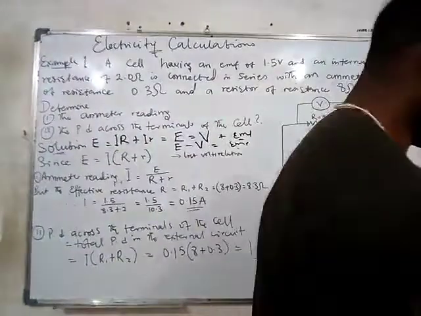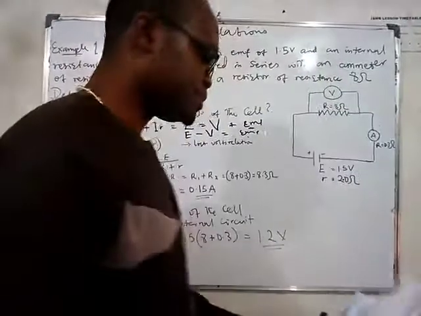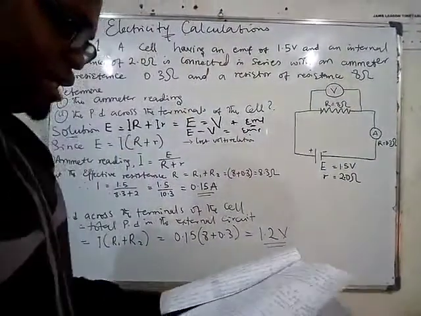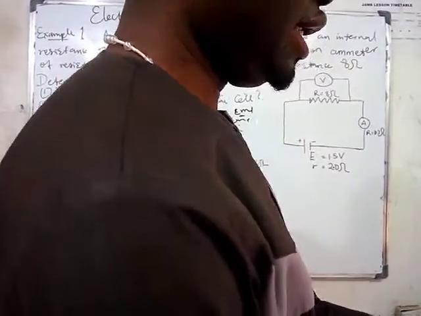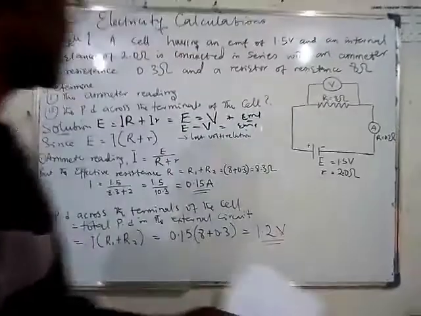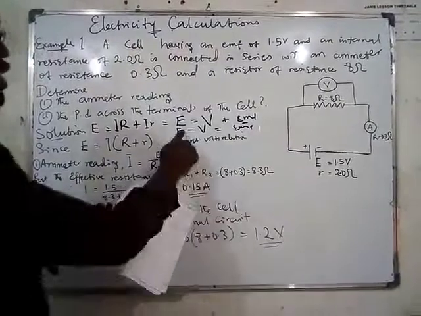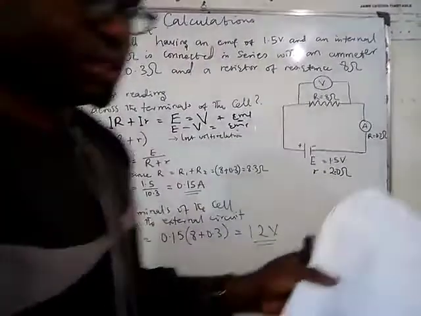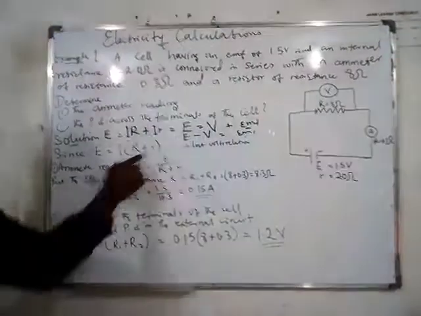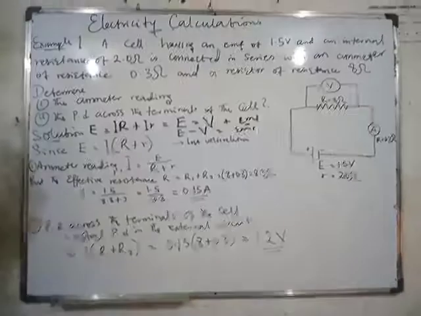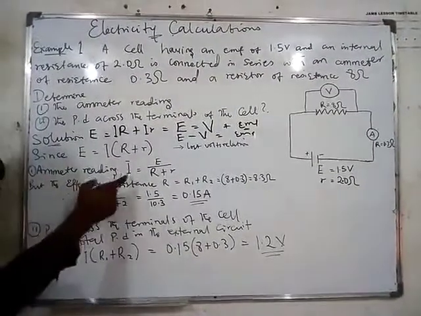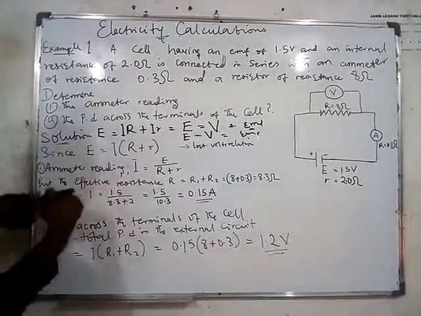This is the lost volts equation I gave you the last time we had a class. Lost volts is equal to what? E minus V, is it not? E minus V is equal to lost volts. So check the last equation that we did. You will see this equation. So in essence, it comes to this. You understand?